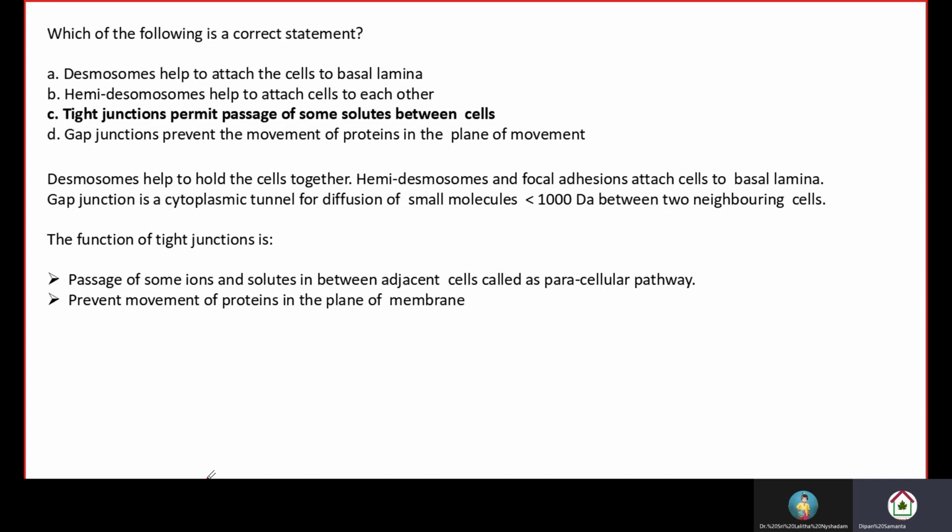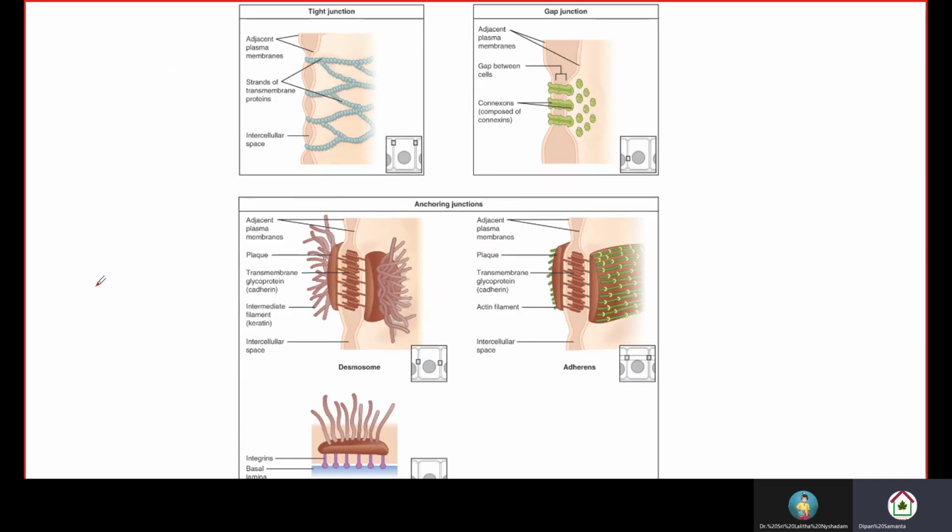So the function of tight junction, always remember, it allows the passage of some ions and solutes between the adjacent cells, and that is called the paracellular pathway. It prevents movement of proteins in the plane of the membrane, but it allows the passage of ions and solutes between adjacent cells. So that is to be remembered, important points. Otherwise, here you can see some structures of tight junctions, gap junctions, and other anchoring junctions like desmosome and hemidesmosome.